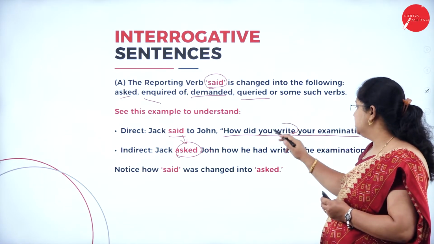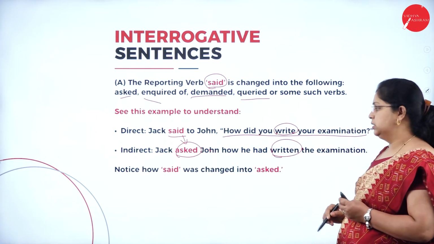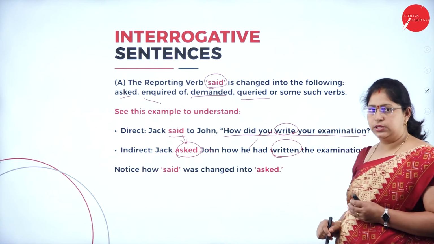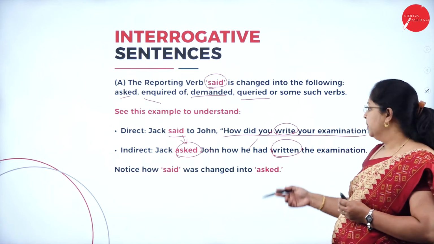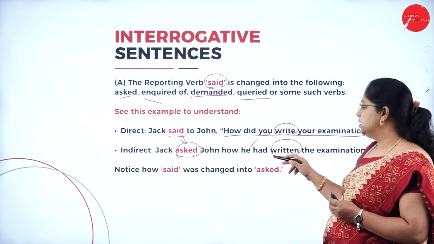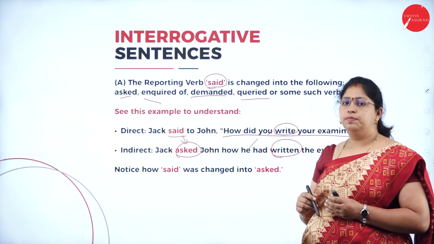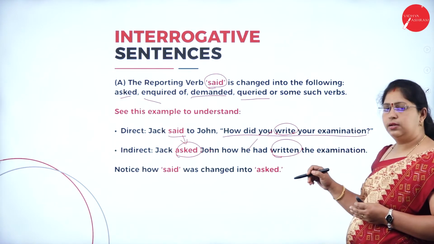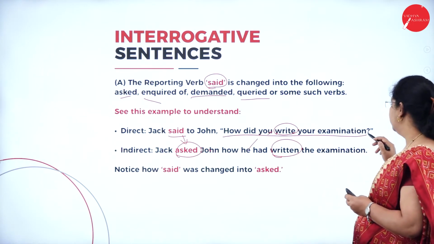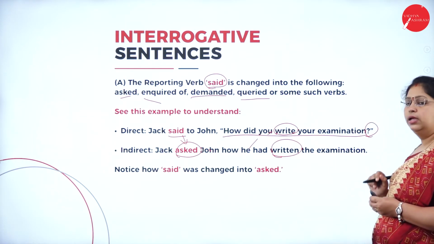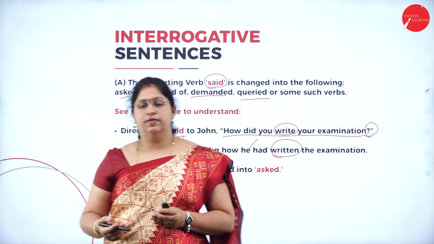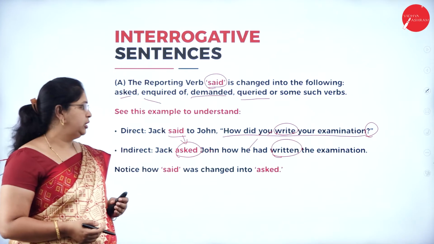The present tense changes to past tense. Okay. And first person becomes third person. "You" becomes "he". And here it is in present tense and here it is in past perfect in the indirect speech. Okay. The remaining remains the same and we remove the question mark in the indirect speech. So, question mark is not used when it is in the indirect speech.